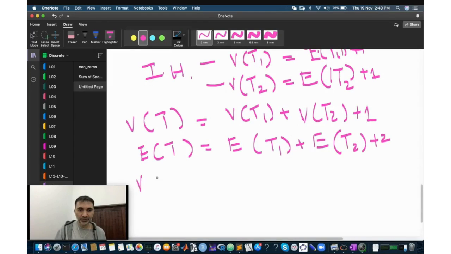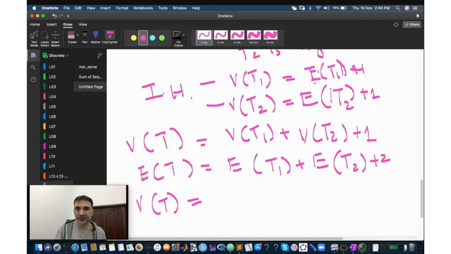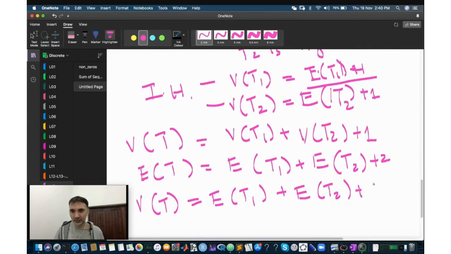So the number of vertices in my tree is equal to the number of vertices in T1, which I know is equal to the number of edges in T1 plus 1. Okay, so let me write it down. Number of edges in T1 plus number of edges in T2 plus 1 plus 1 plus 1. All right. Is it clear to everyone? This equality. Yes, sir. Okay, so number of edges plus 1, number of edges plus 1, and this plus 1 is coming from here.